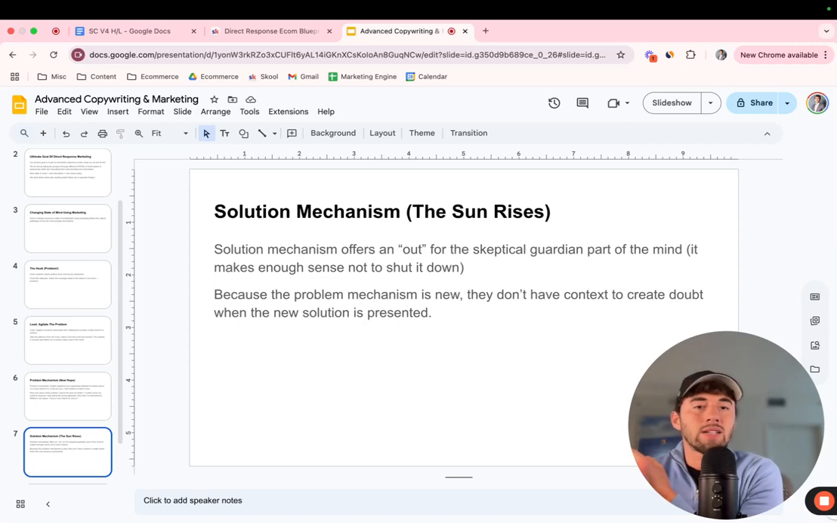So because the problem mechanism is new, there's no context to create doubt. They can't say, oh, because of this, because I've heard this about this problem mechanism. No, they've never heard about the problem mechanism before in general. So whatever solution you present is going to be accepted.